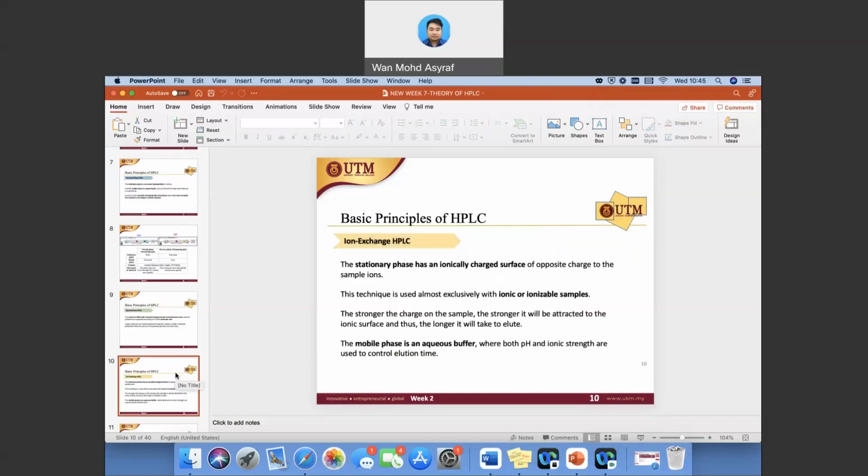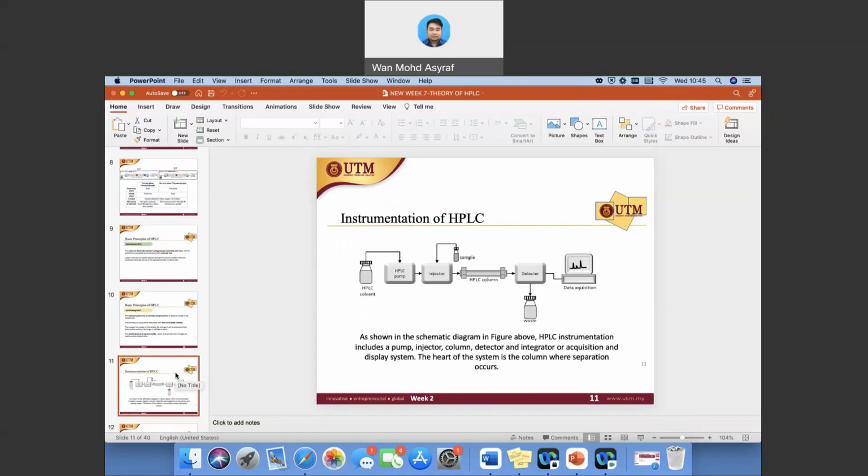All right. For ion exchange, it is also as what its name says. The stationary phase is ionically charged, so it depends on whether you want to separate anionic compounds or cationic compounds. All right, so you can have a look at it.